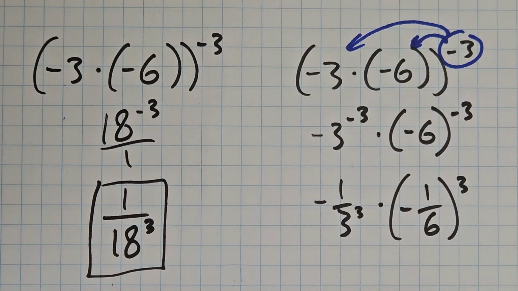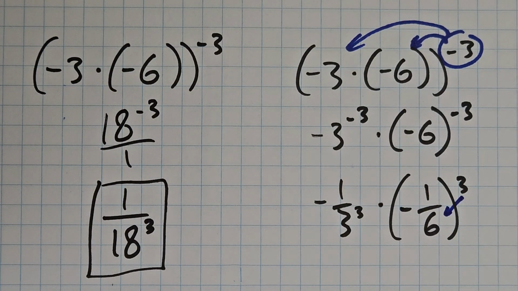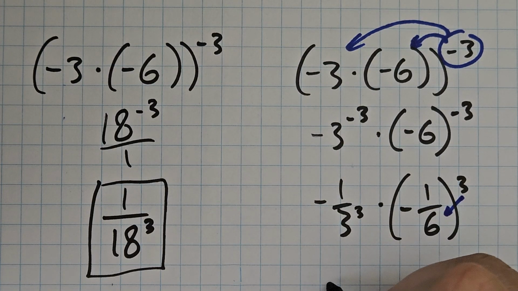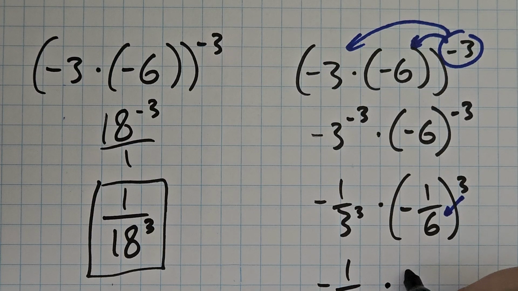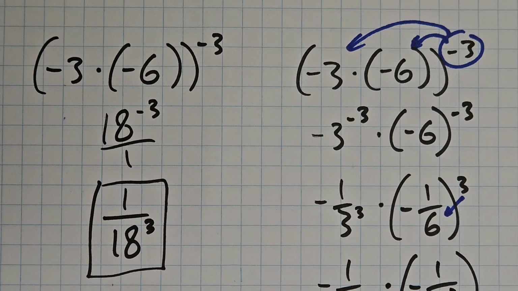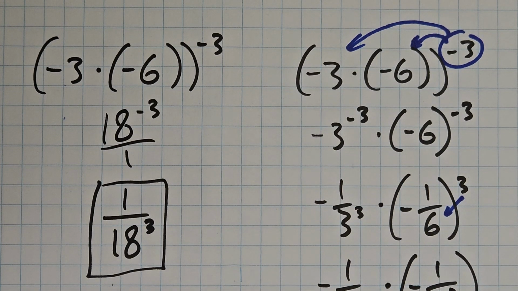It probably would be better for the illustration of the next step. I'm going to go ahead and move that third power there. Technically, it goes to the 1 also, but 1 to the third power is still just 1. So I've got 1 over 3 to the third times negative 1 over 6 to the third. And then I could multiply this all out, and you would end up getting the same thing, because 3 3s and 3 6s all multiplied together would be the same as 3 18s all multiplied together.